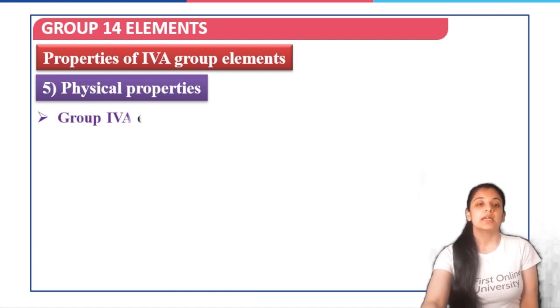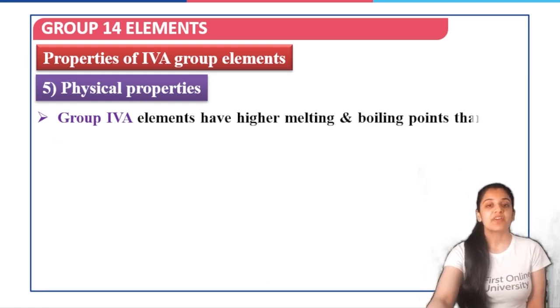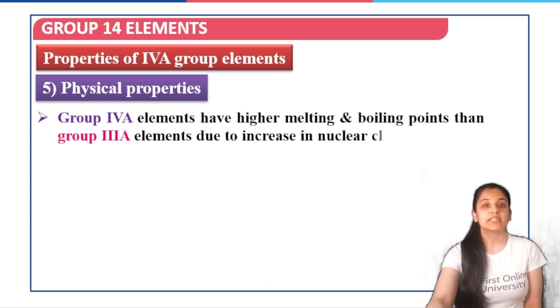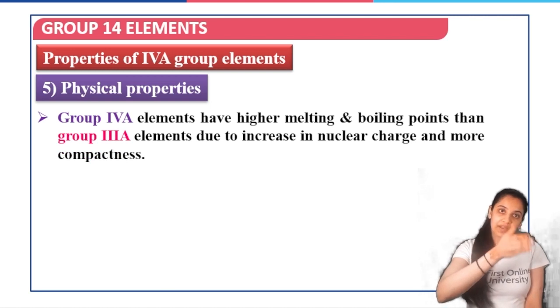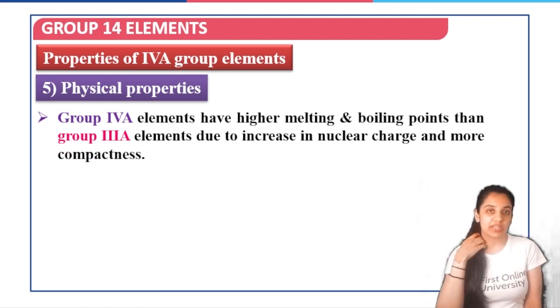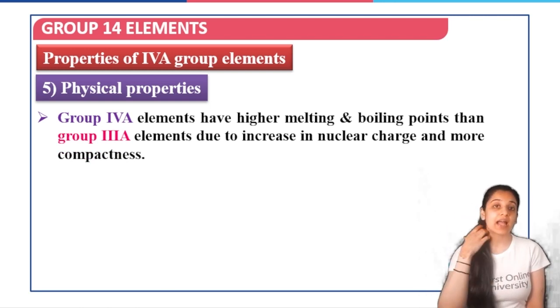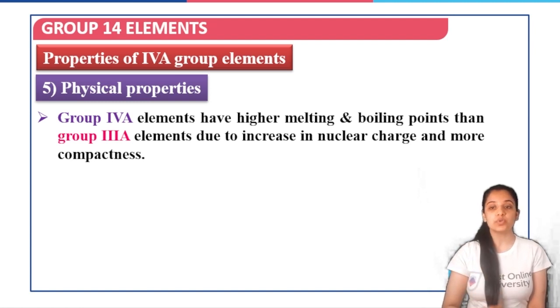Okay. Then group 14 elements have higher melting and boiling points than group 13 elements because as we go from left to right in a period, the size is going to decrease, effective nuclear charge increases, and therefore compactness is going to increase.